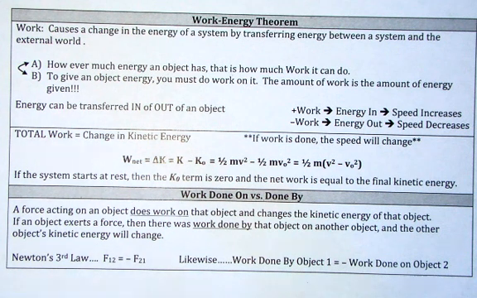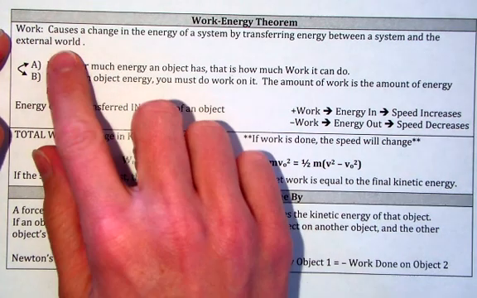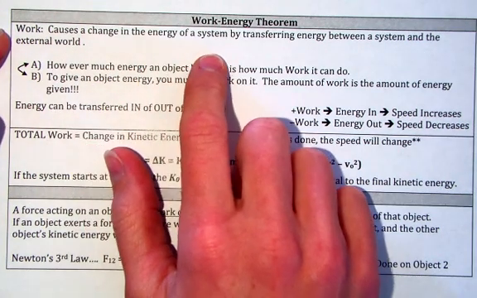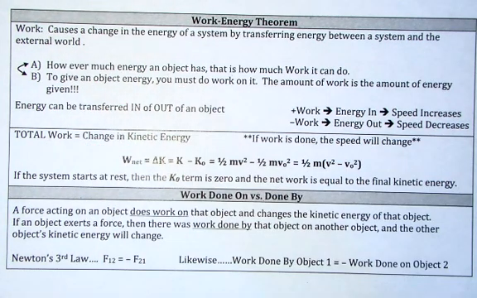So this is the work energy theorem, and let's do a little bit of reviewing. We do know that work causes a change in the energy of a system by transferring energy between a system and the external world. In the last unit, we talked about how work is force times distance, and specifically if we're looking at the net work done on an object, it's the net force in the direction of the displacement of the object. So that is what work is.